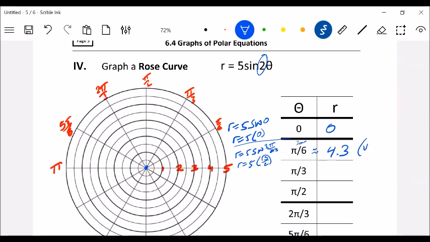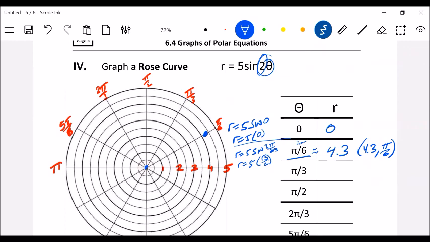So this one is 4.3 at pi over 6. Even though the double angle made it 60 degrees, or pi over 3, for the calculation, it's still at pi over 6. So we go pi over 6 for the direction, and we go 4.3, which would be about here on the graph. Okay, so we have 2 points so far.